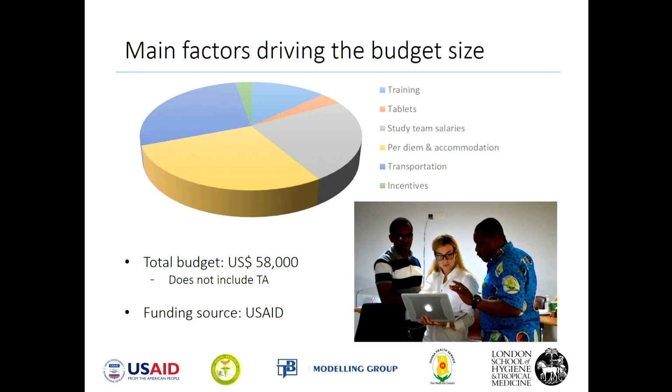These are factors that are driving the budget size, and they require quite a lot of work. It's funded by USAID, and I'd like to acknowledge that as part of the general technical assistance work that we provide to the country. The total budget is about 58,000, but that doesn't include LSHTM salaries and international travel. And as you can see, data collection accounts for the biggest proportion of cost.